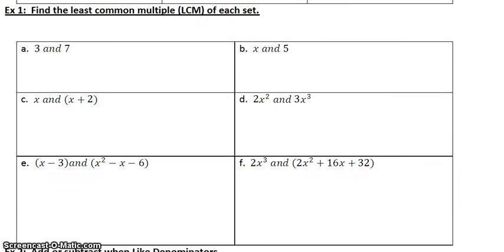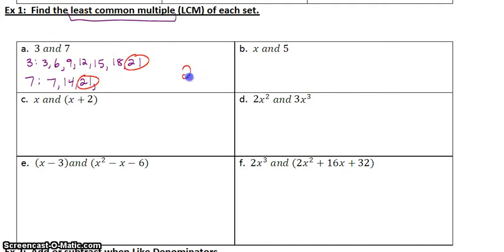Starting out easy, and when I say least common multiple, that would be the bottom number I'm looking for. A multiple are things that multiply. I multiply by my number to get them. So 3 times 1 is 3, 3 times 2 is 6, 3 times 3 is 9, 3 times 4 is 12. So these are all multiples of 3. Here's the multiples of 7: 7, 14, 21, and so on. I want to stop though. When I find the least common multiple, I want the smallest number that matches in both lists. And it ends up being 21 in this situation.